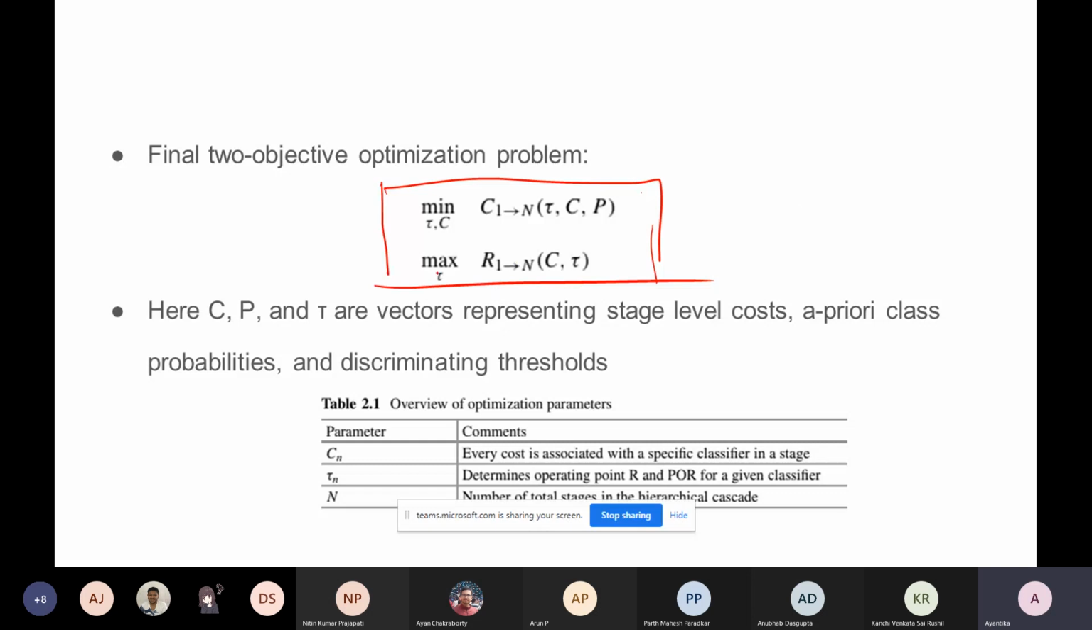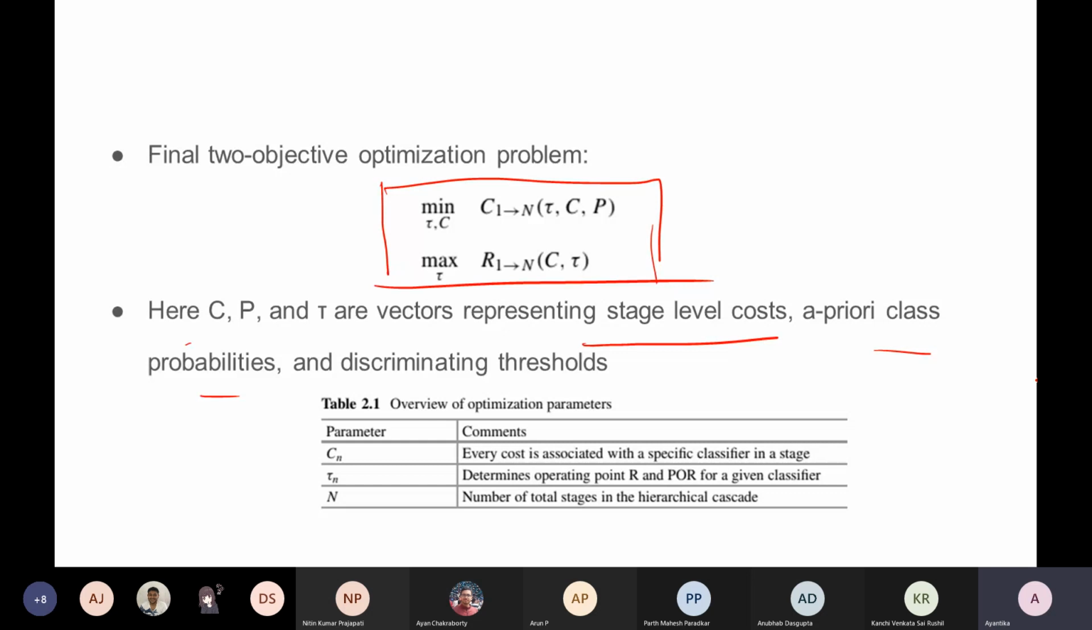In this recall value, you can see this C, P, and tau. C is the stage level cost, P the class probability, and this tau is a discriminating threshold. What we mean by this is that it defines the operating point of a given classifier. That means this threshold defines that for these parameters related to your classifier, below a certain value, it is not acceptable to you, you will not accept that classifier.